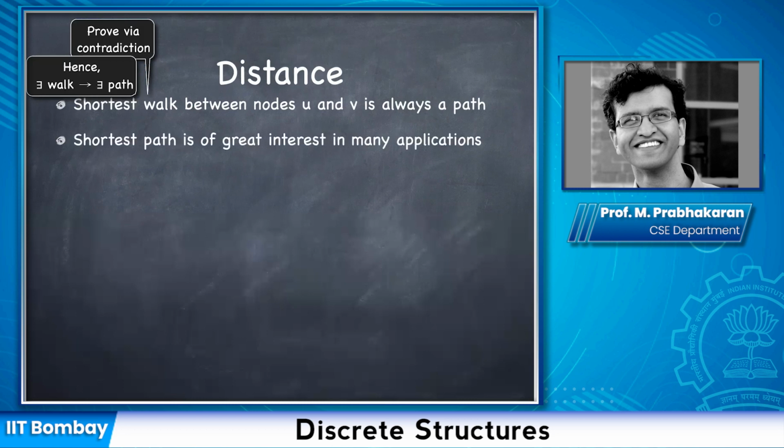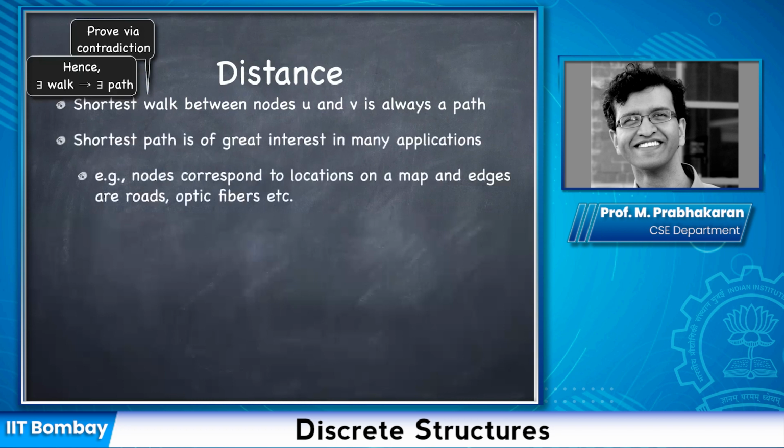Now, this shortest walk or shortest path is of great interest in many applications when you're modeling problems as graphs. For instance, when you do navigation, what you're often interested in is finding the shortest path between two nodes in the graph, where the edges are roads, segments of the road, or if you're doing communication routing, the edges would be segments of optic fibers, for instance.